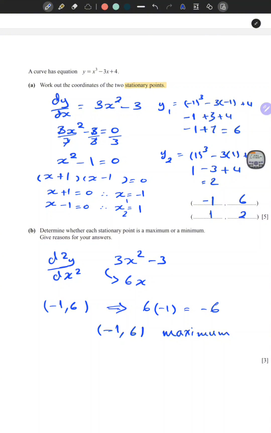Let's prove that. I have 1 here and 2, and for the second derivative, substitute back here in the 6x. It will give us 6 times 1, so the answer is 6, and 6 is greater than 0, so the point is a minimum. We actually have +1 and 2, so I just messed up. (1, 2) is the minimum point.